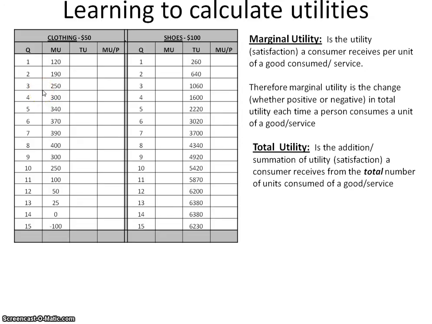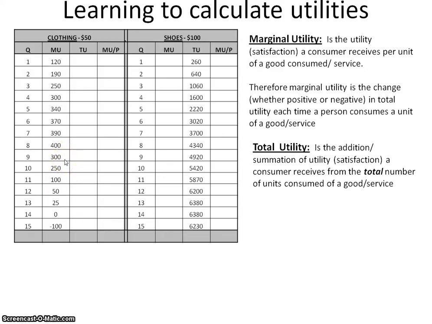For the third unit, you assign a new value of 250. So what we observe here is that as you purchase more and more units of clothing, your utility derived per unit, therefore your marginal utility, was rising. Up until the 8th unit of clothing, your marginal utility was rising throughout, from 120, 190, 250, and it went as high as 400 for the 8th unit you purchased. But after the 8th unit, from the 9th unit to the 15th unit, your satisfaction began dropping.